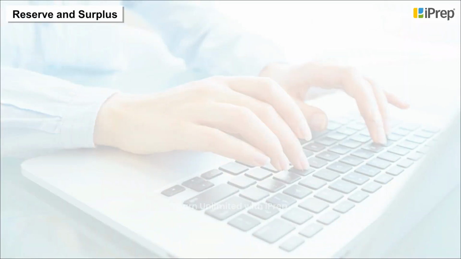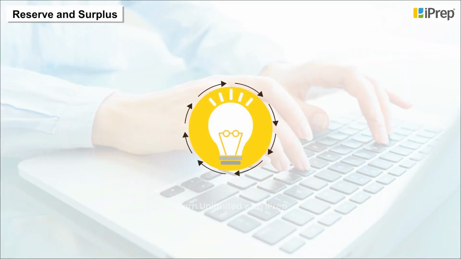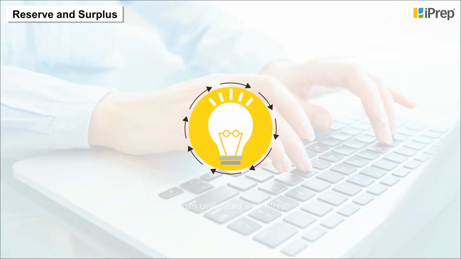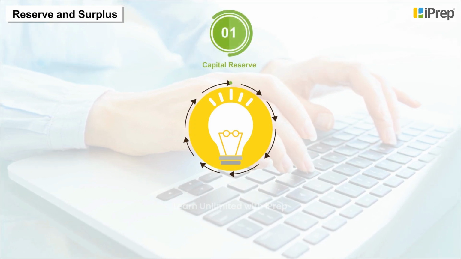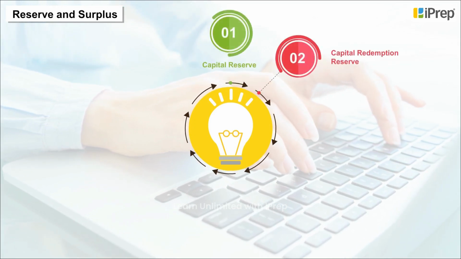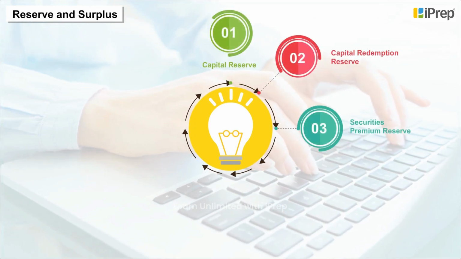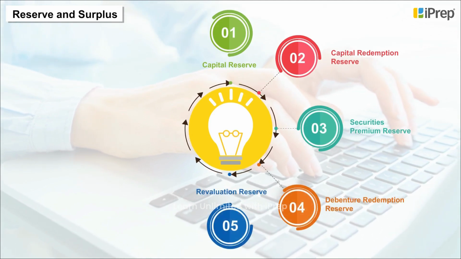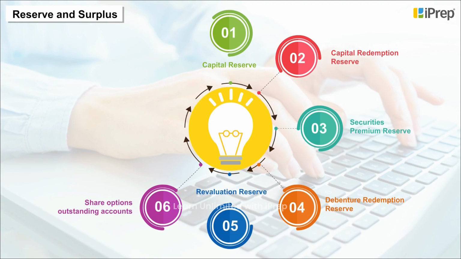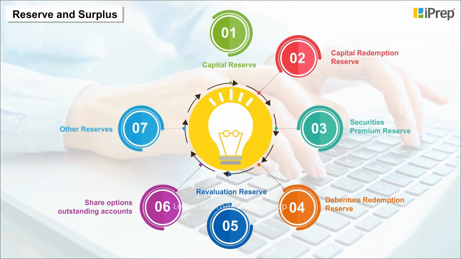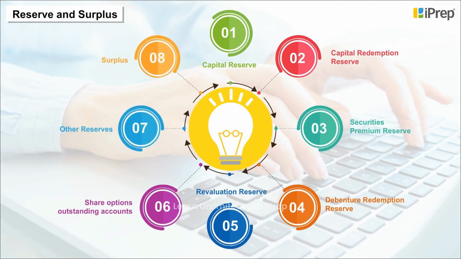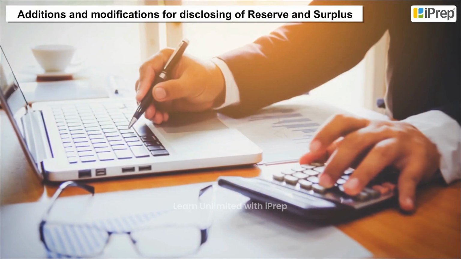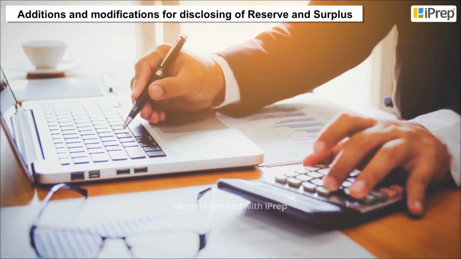Reserve and surplus. The reserve and surplus can be classified as capital reserve, capital redemption reserve, securities premium reserve, debenture redemption reserve, revaluation reserve, share options outstanding account, other reserves, and surplus. Additions and modifications for disclosing of reserve and surplus.